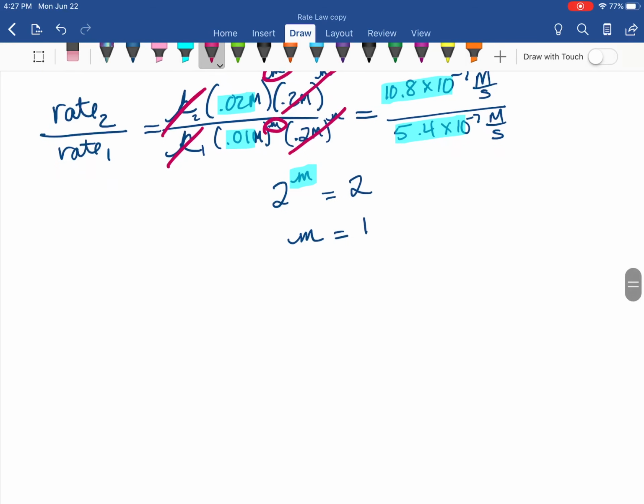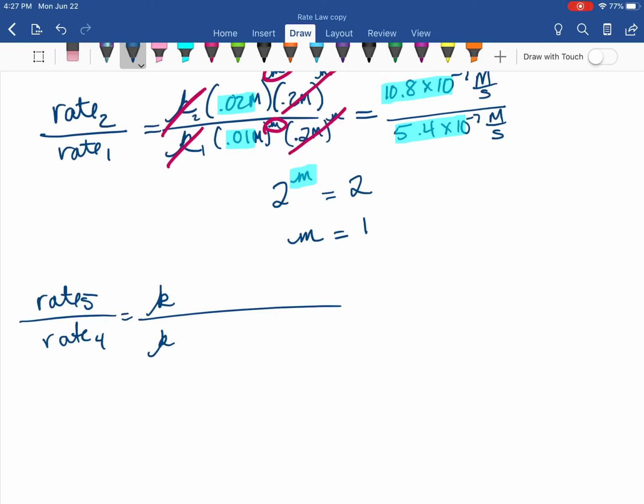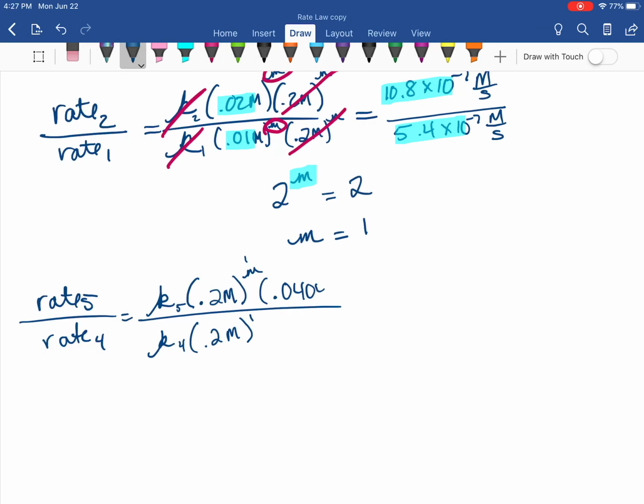Okay, so let's do the same thing. I'm going to go ahead and pick 4 and 5, and let's compare them. So I'm going to take that rate 5 over that rate 4 and just start filling in, and you right along with me. We've got the exact same concentrations here for our m, and you can either leave it as m or put in the 1. We've already solved for that 1. And then what do we put in for our second set? We're solving for n.